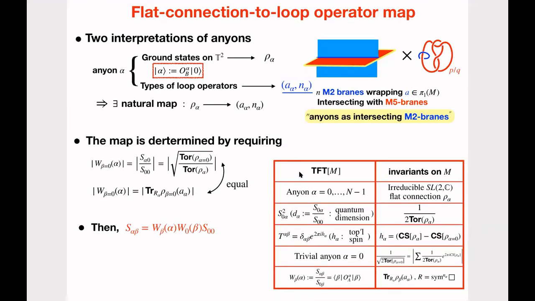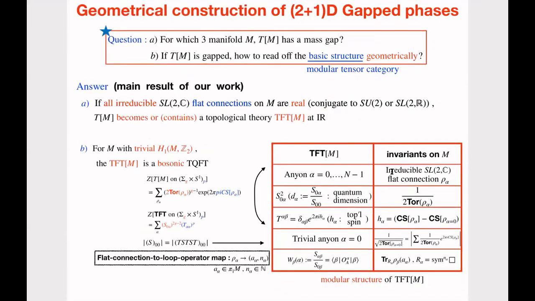So for your construction, is there an inverse direction, like going from a topological phase to a three-manifold? Like, given a topological phase or a modular tensor category, can you construct the corresponding three-manifold? We don't know how to do it. It's only from three-manifold to topological phase, but we don't know the opposite algorithm. In some cases, different three-manifolds can give the same modular structure.